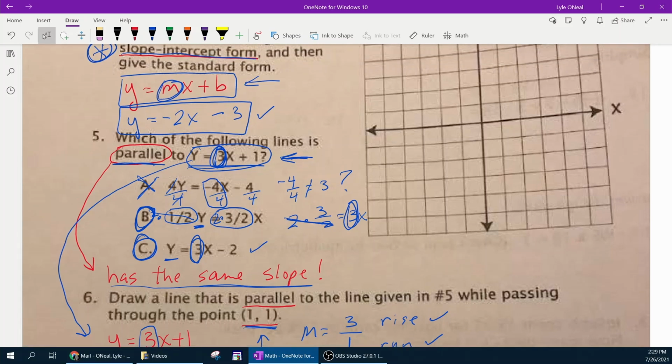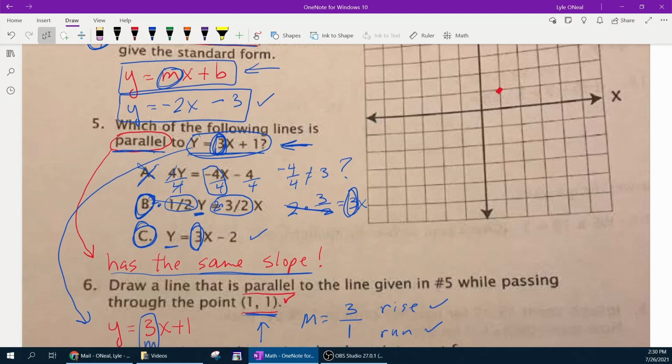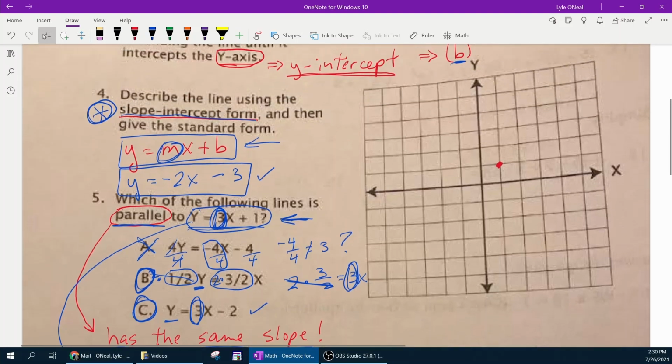So let's plot the point. Remember the poem? Let's put the dot in the right spot. That means we're going to go over 1 and up 1 to plot this point. And then our rise and run is 3 and 1. So from this point, we're going to rise 3 and run 1 to get to a new dot, and then I simply play connect the dots. Bam, and that gets our line graphed.